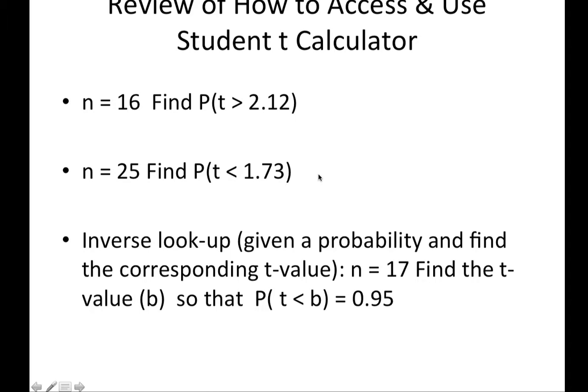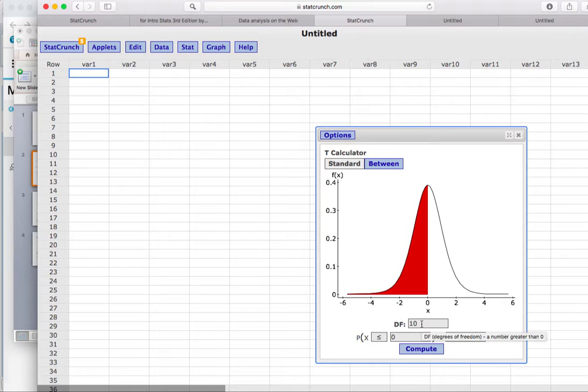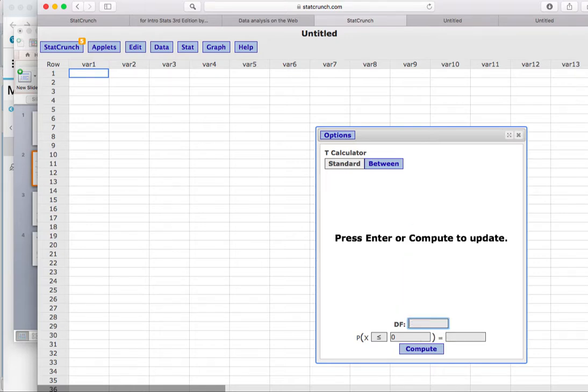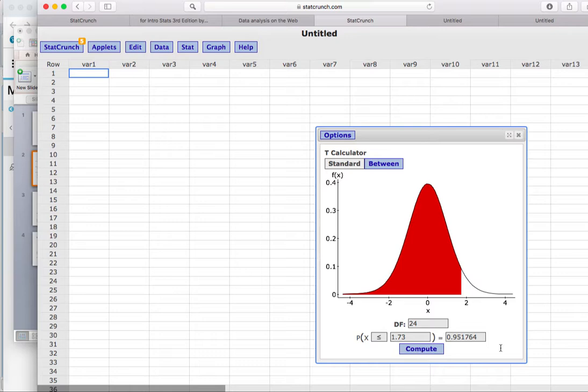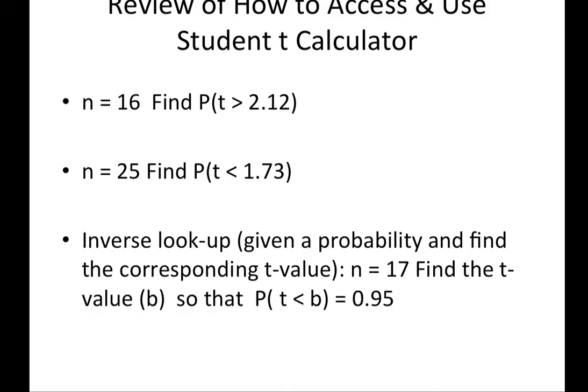Our next question is, if the sample size is 25, what's the chance that t is less than 1.73? So the sample size is 25. That would make the degrees of freedom 24. We want to find the chance that t is less than 1.73, and we're going to hit compute. There's our visual. It is a large probability. It's 0.9518-ish.